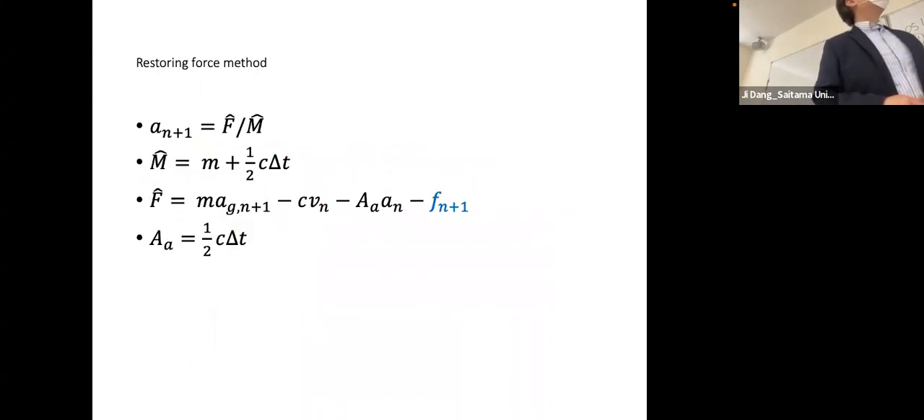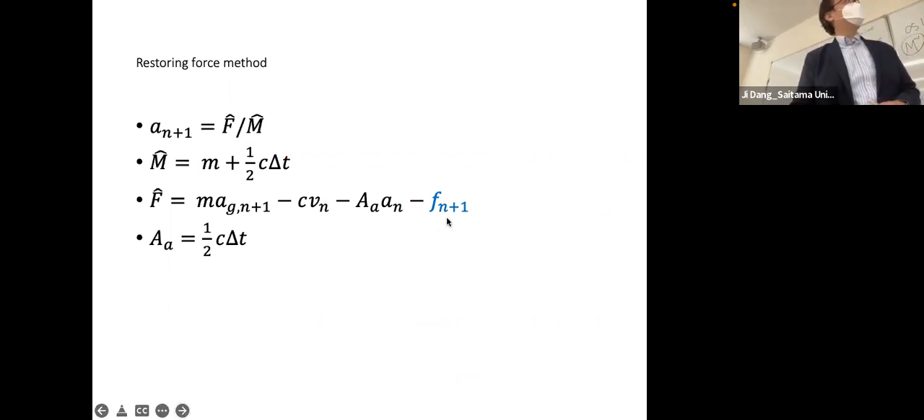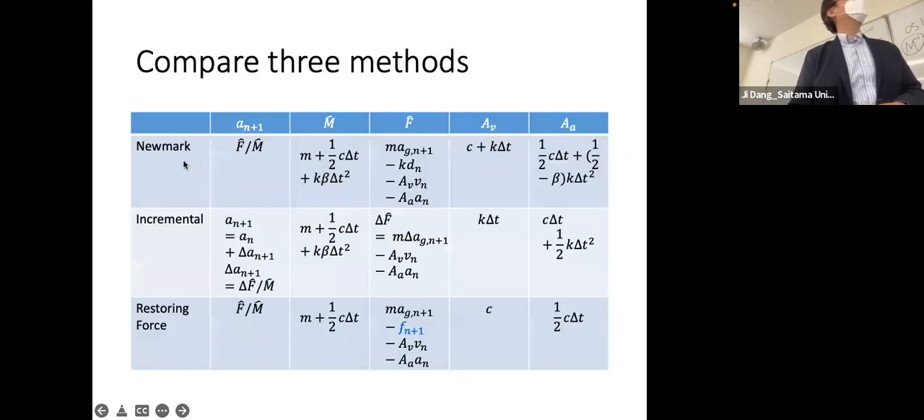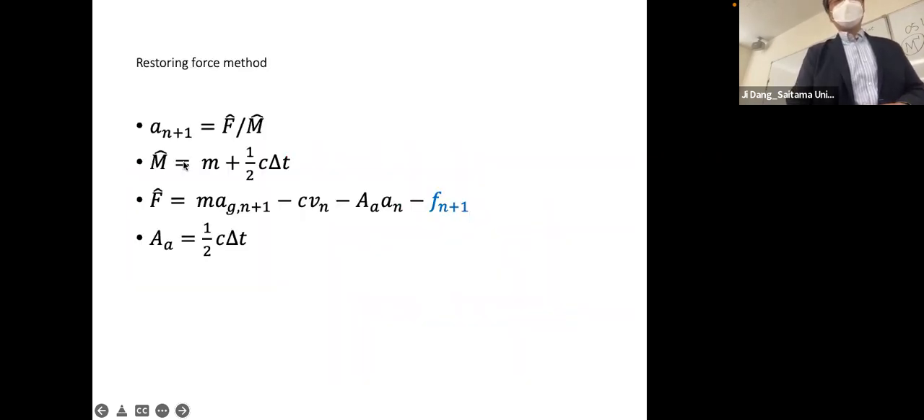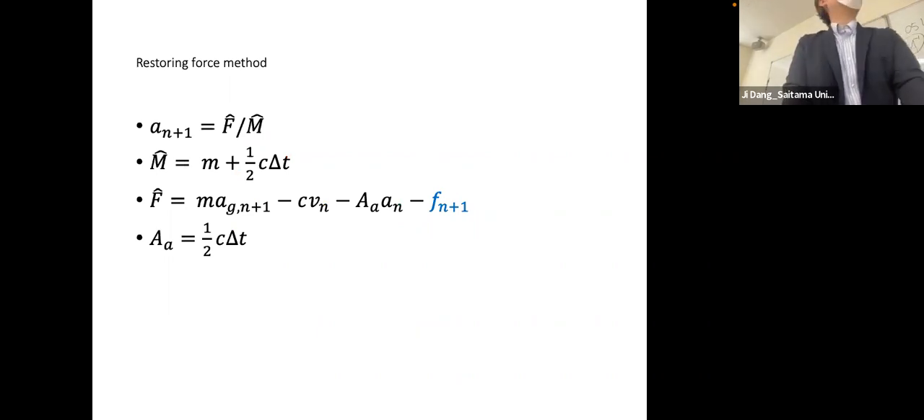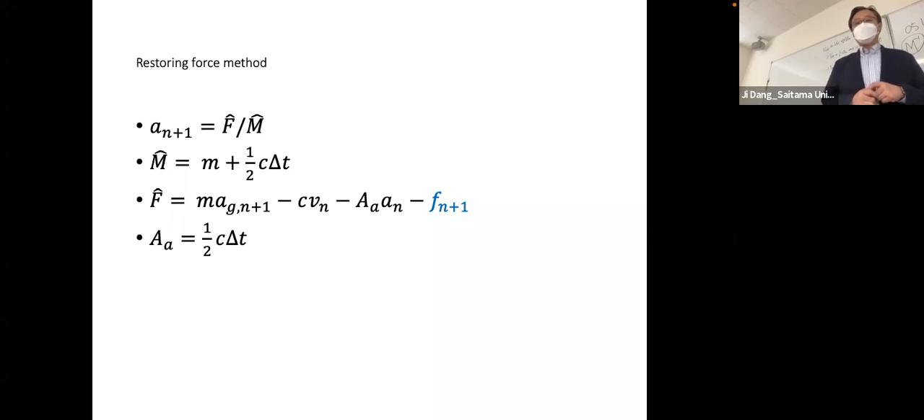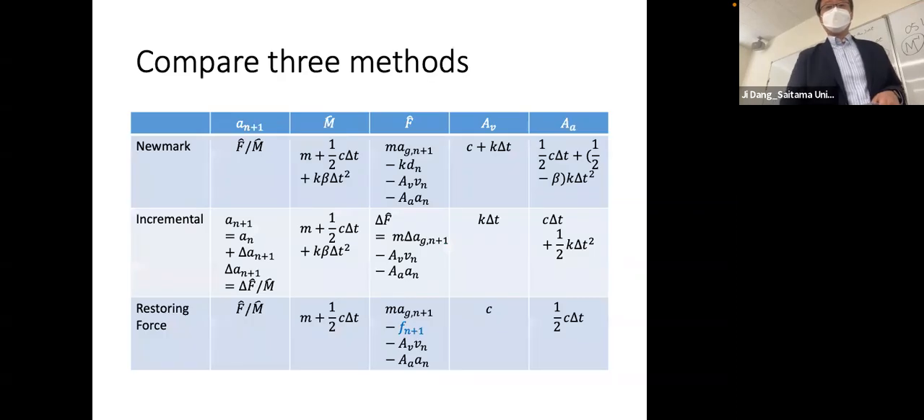Okay, so in the beginning, once we know the magic result of Fn plus 1, then we can solve the equations. We can get n plus 1 and get, of course, acceleration and velocity and displacement also. But the problem is, how can we know Fn plus 1 without knowing Dn plus 1? This is contradictory. This is magic here. Okay, how can we do that?